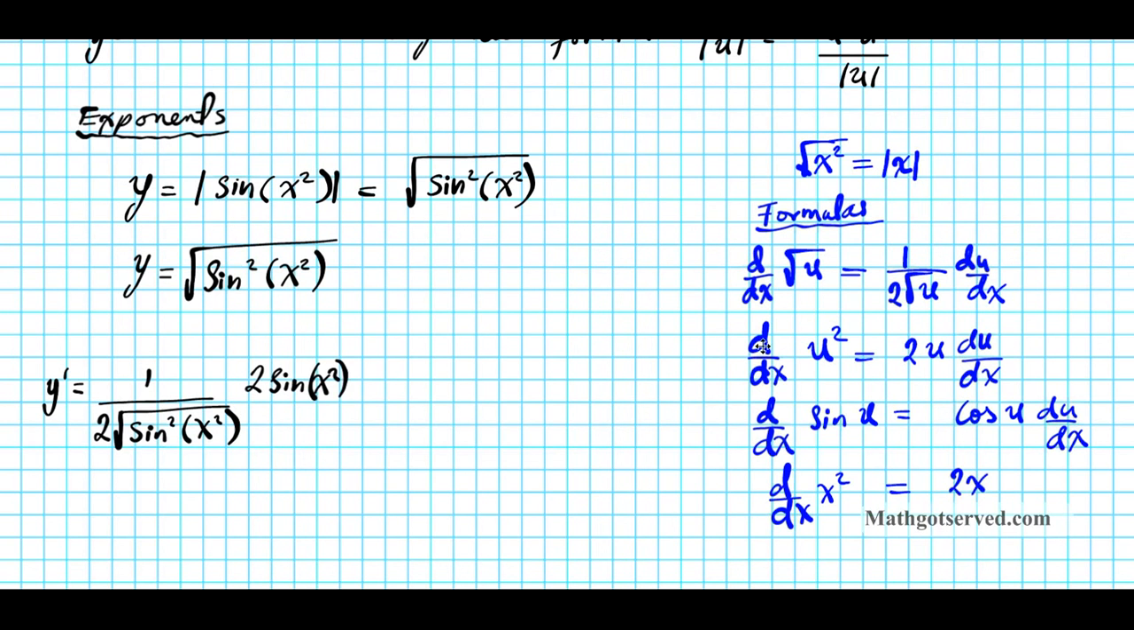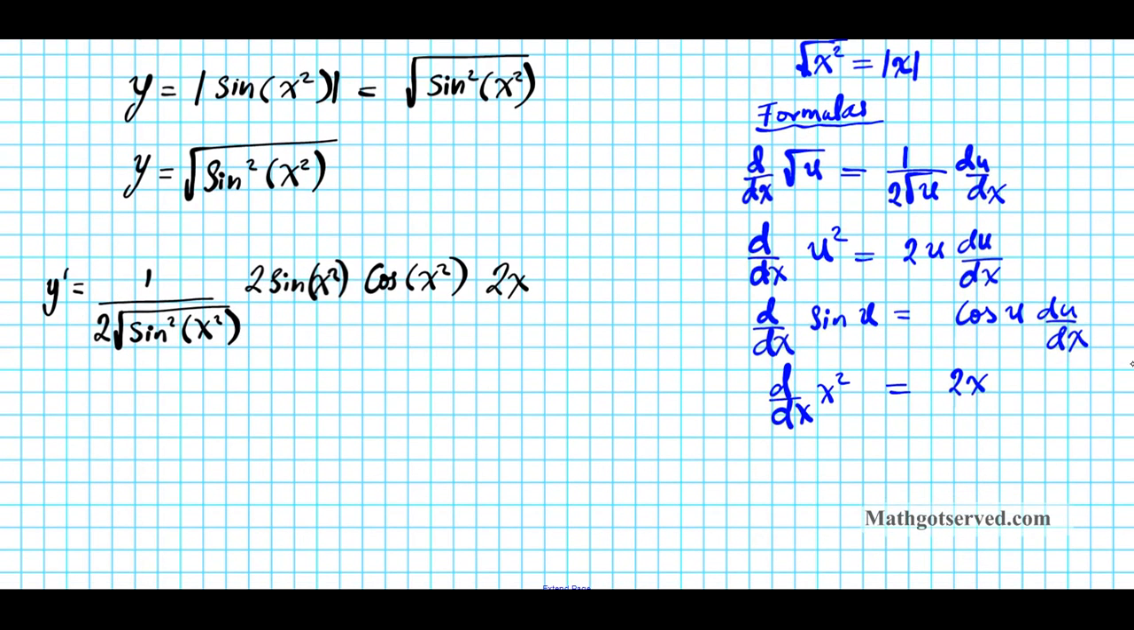And then next, the derivative of sine u is cosine u, where u is x squared. So if we differentiate that, we're going to have cosine x squared. And then last but not the least, the derivative of x squared, which is 2x, so times 2x. So that basically is the derivative. Let's rewrite it in a nicer form.